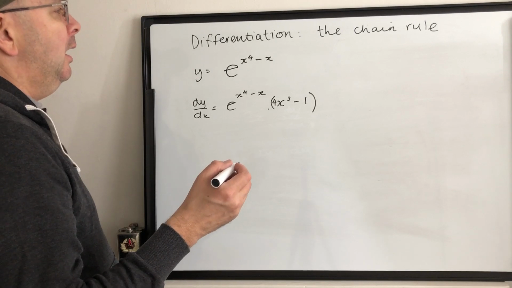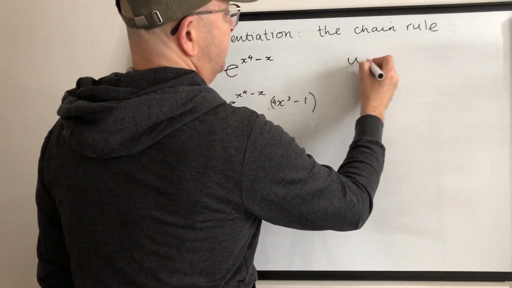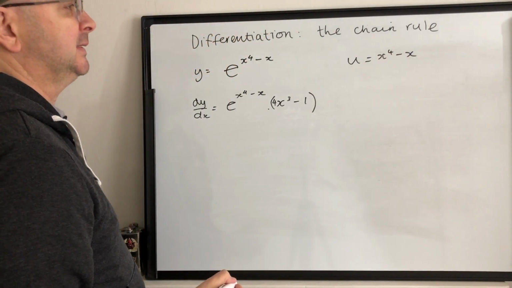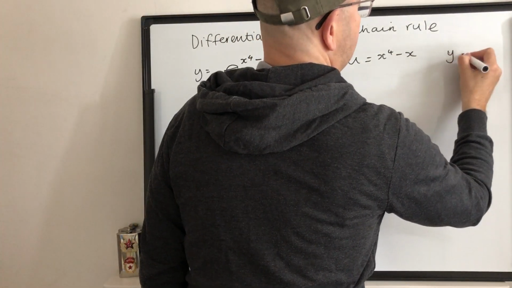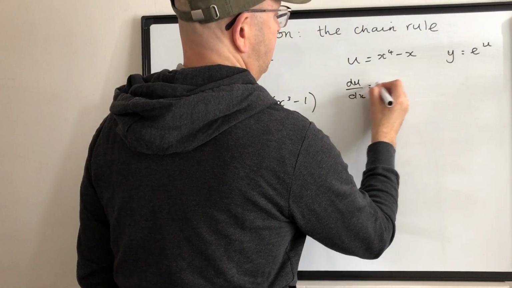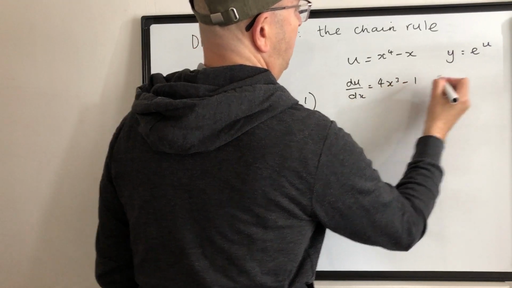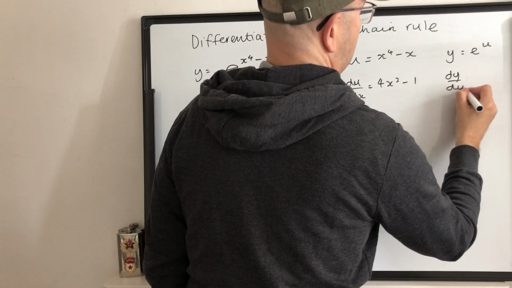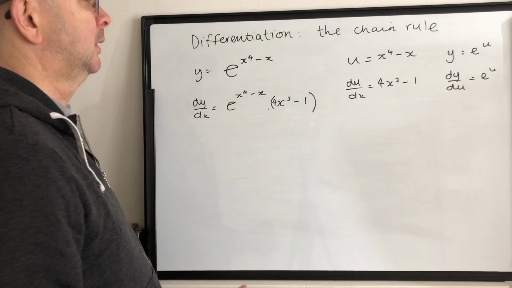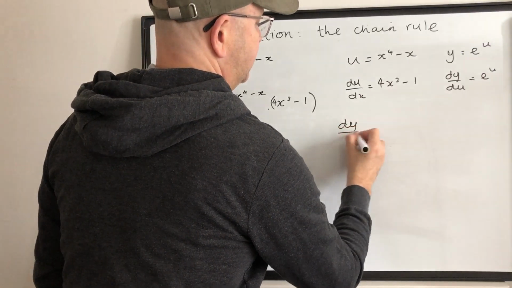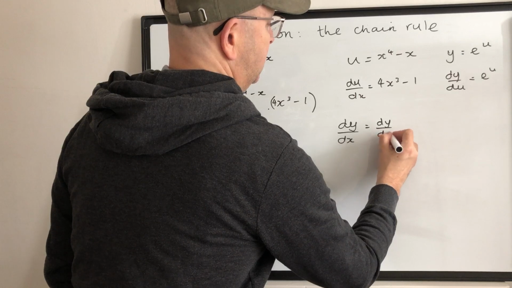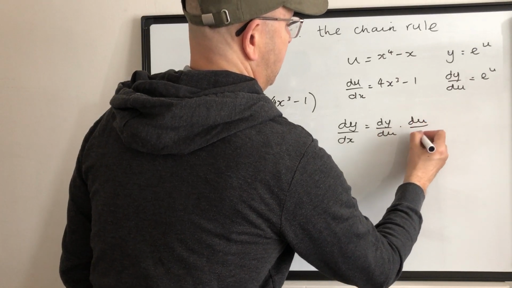So, we now will obviously put u is the centre of the function, x to the 4 minus x. y is e to the u. So du/dx equals 4x cubed minus 1, and dy/du is e to the u. So, writing out the chain rule formula, dy/dx equals dy/du times du/dx.